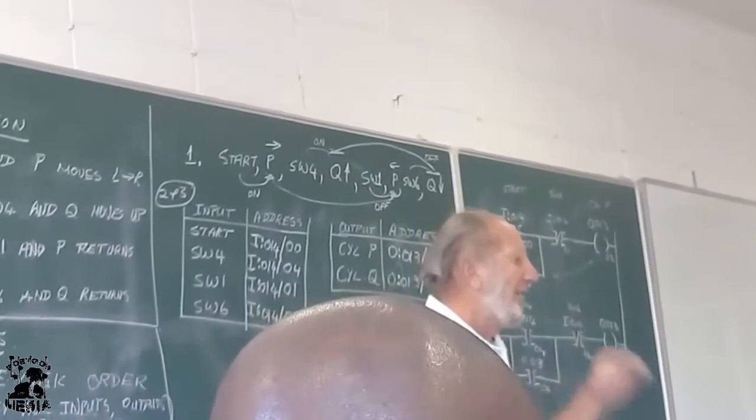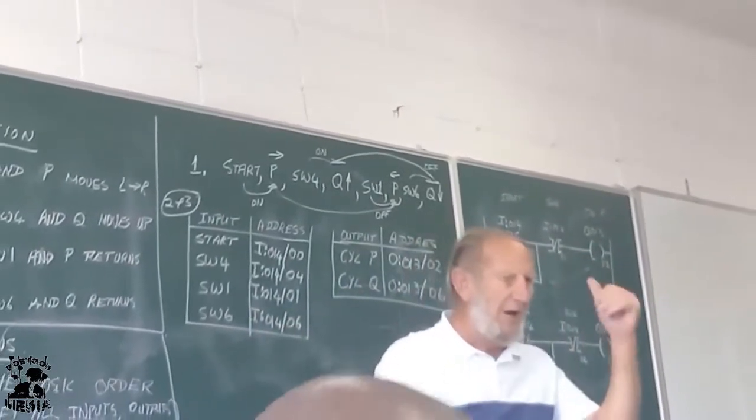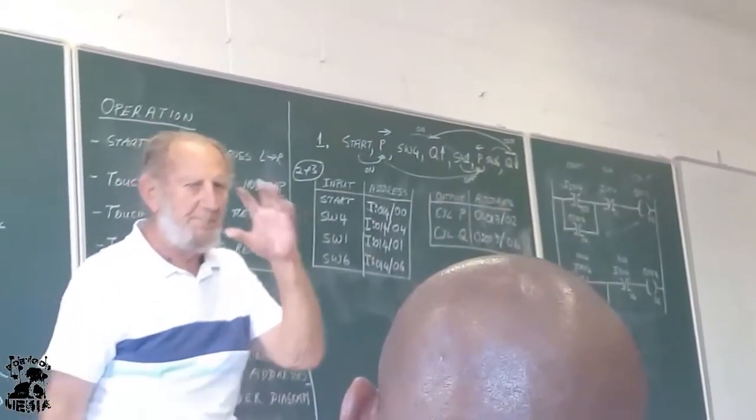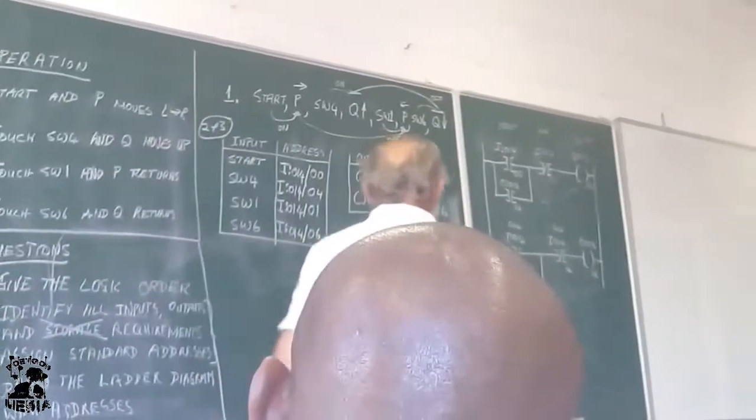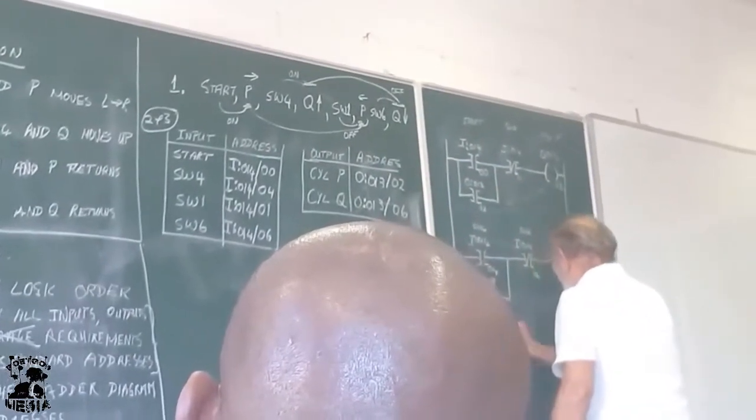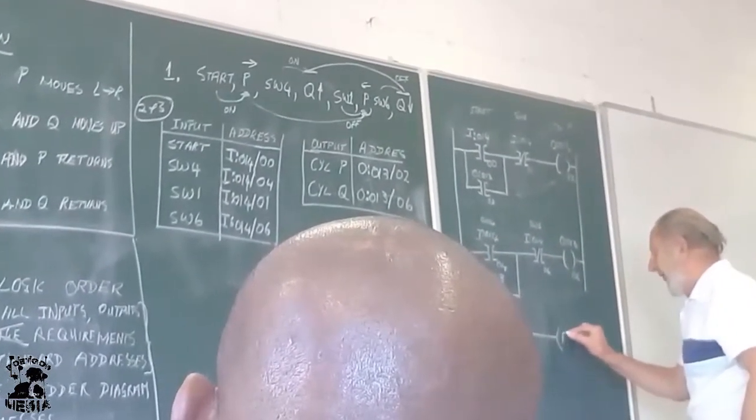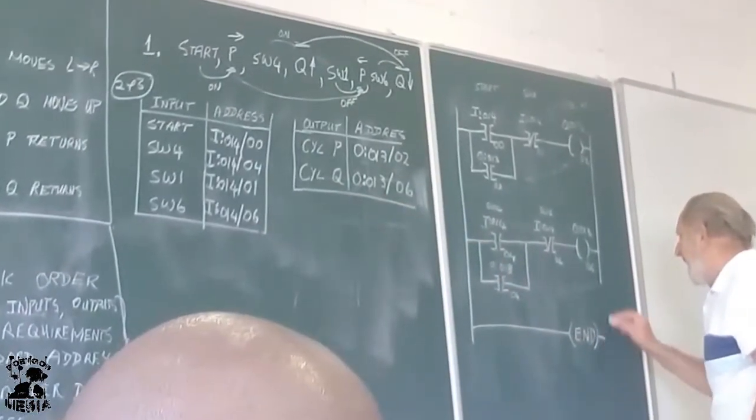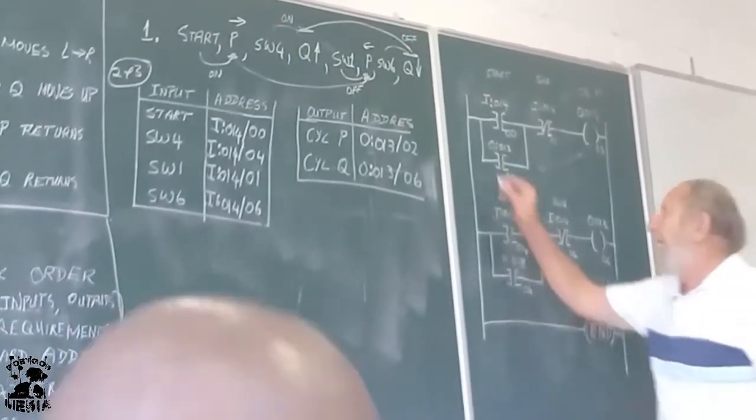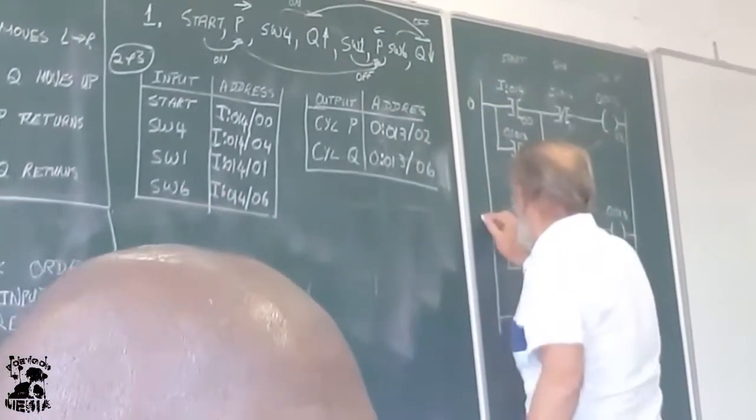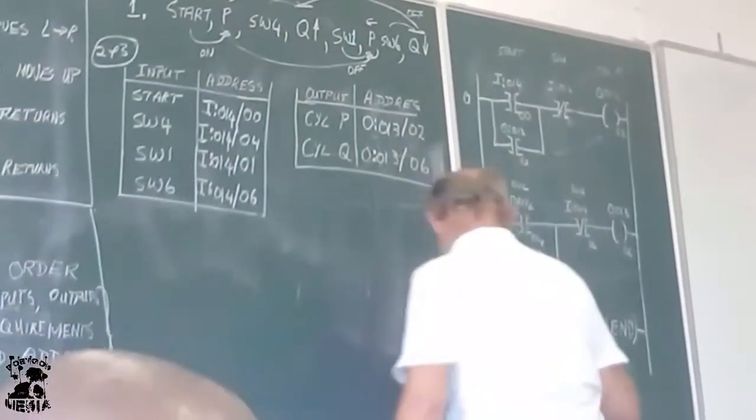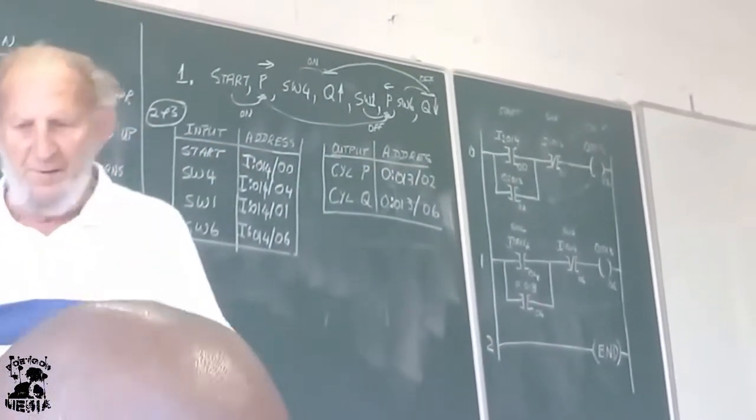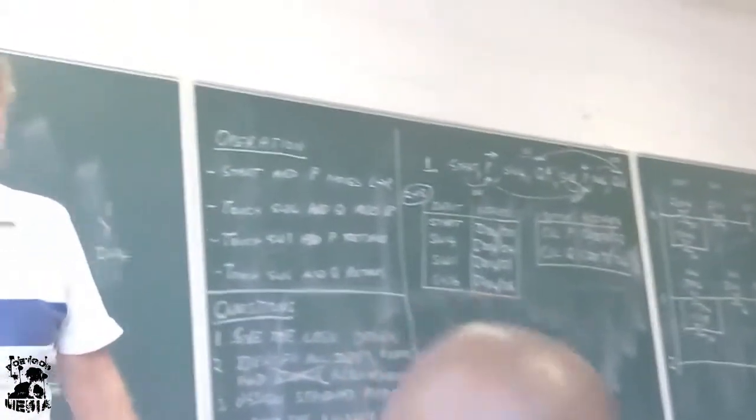Now, all ladder diagrams, not in the lab, here in class, where we use the full big PLCs, end with a line that says end, so that it will know it's finished. And we number them 0, 1, 2. That is the full design.